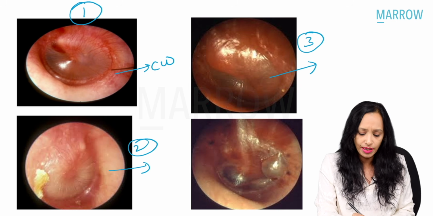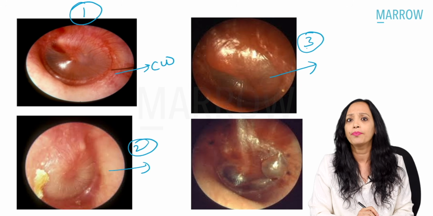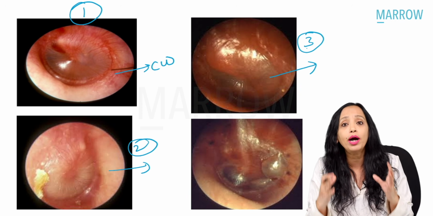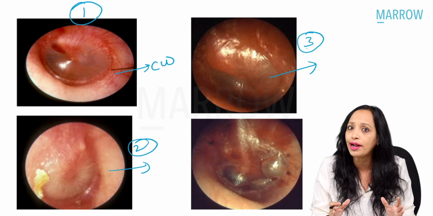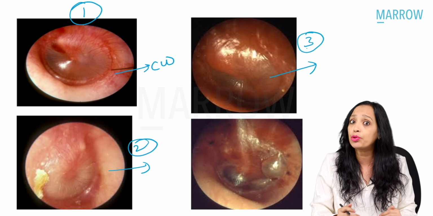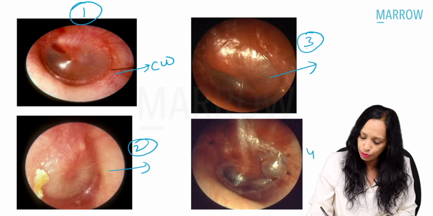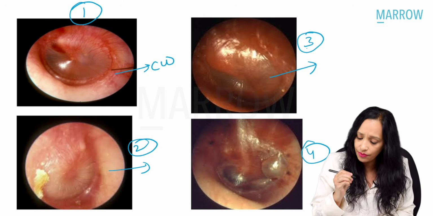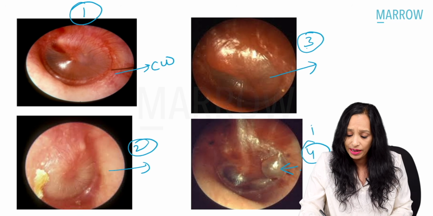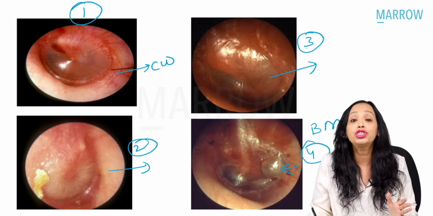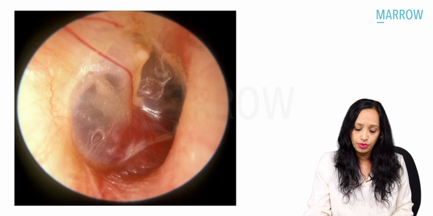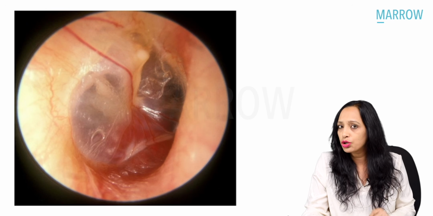Now tell me whether it is 1, 2, or 3, whether it is hyperemic, that is the pre-suppurative, or it is the suppurative stage. What is the presenting feature of this child? Pain, and the pain is maximum in the suppurative stage. Now tell me this fourth picture, what are you seeing here? Here we are seeing bulla on the tympanic membrane. This is bullous myringitis, but again here the presenting feature will be pain. Is that clear?